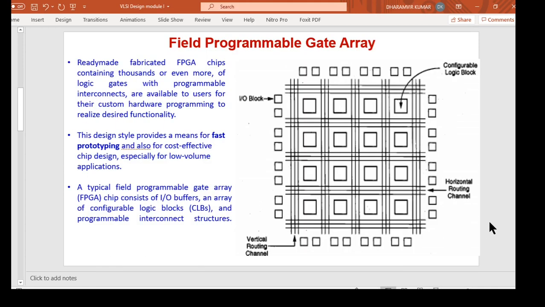Next we will start with the FPGA VLSI design style, which is also called the field programmable gate array design.